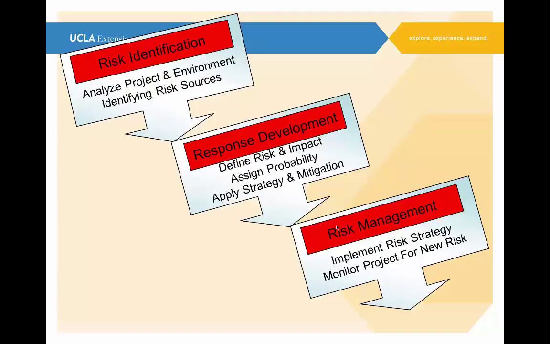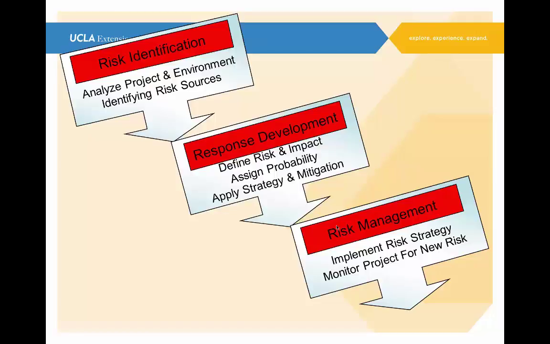Let's look at the major elements. What we're going to do is identify a risk from analyzing the project and the environment and all that, identify risk sources. The next thing you want to do is do your response development. What are you going to do about the risks that you've now identified? And you have to define the risk, really understand it, and then take a look at what the impact might be, assign a probability of occurrence. Is this likely, really likely, highly likely? Can we fix a percentage to it? How do we set that up? And then look at a strategy, apply a risk strategy. And there are 4 of those, and we'll go into that.